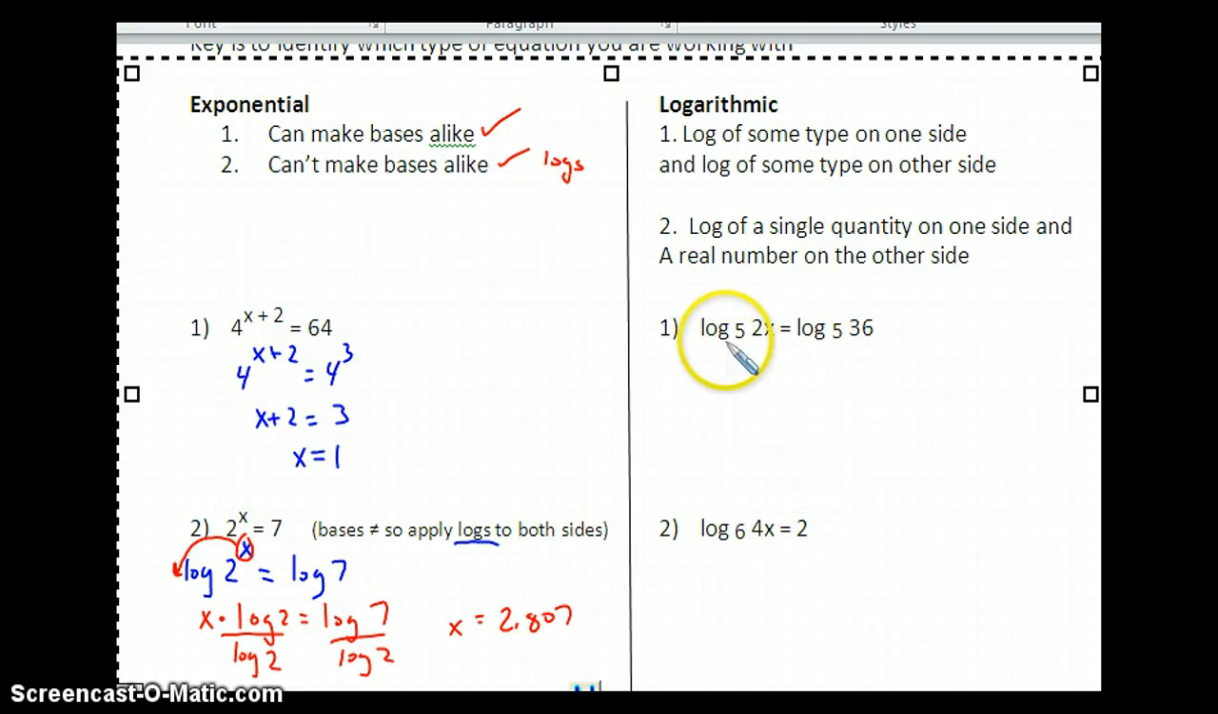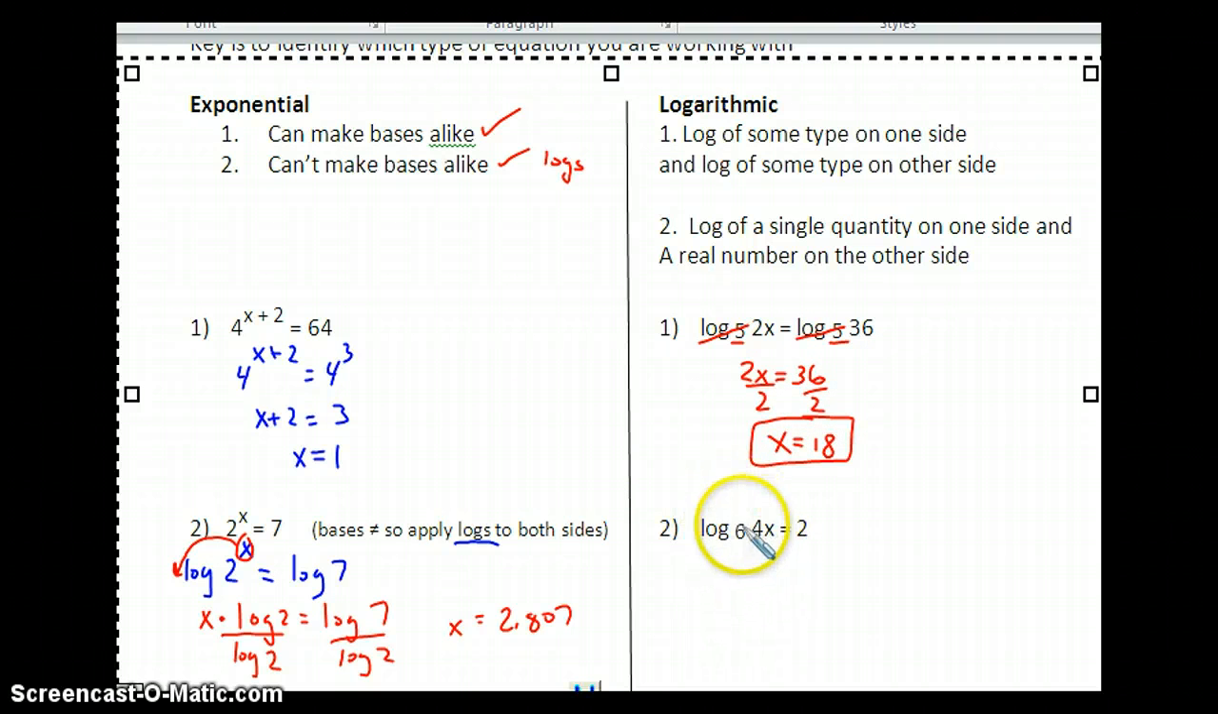When a log, in this case log base 5, is equal to another log base 5, what will happen is the log base 5s will go away, and you'll be left with, just in this problem, 2x equals 36. We divide by 2 and get 18. So, you notice when I plug an 18 back in here, 2 times 18 is 36. Log base 5 of 36 equals log base 5 of 36. So it checks out.